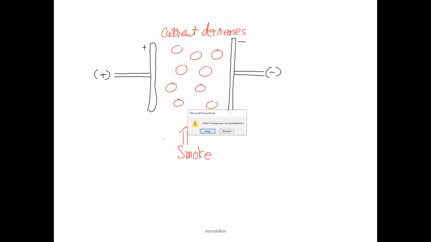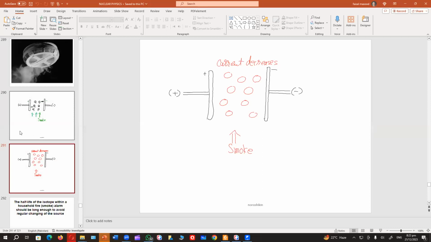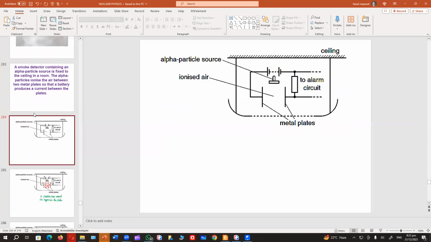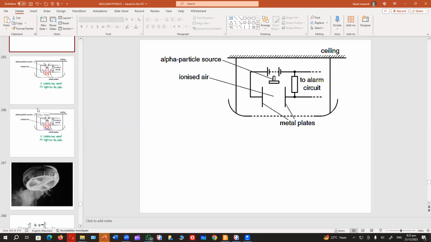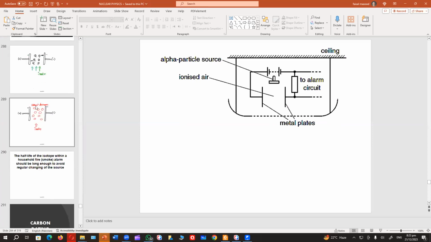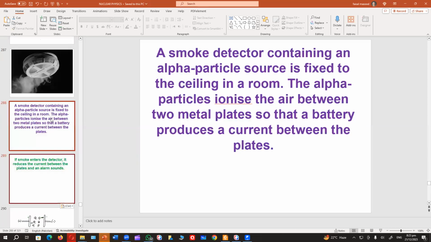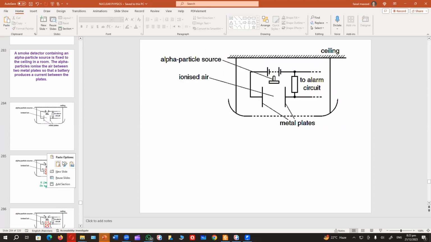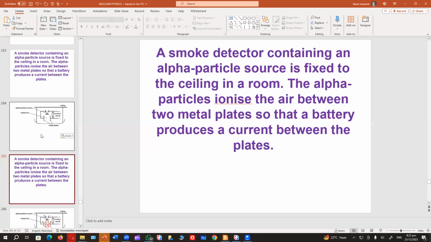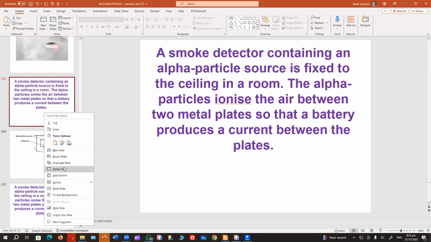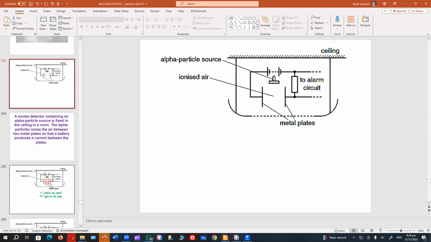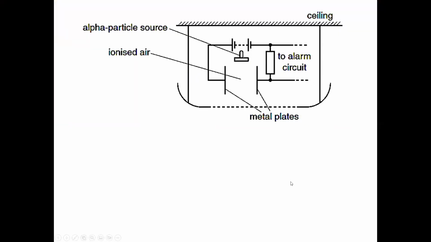So after copying the first concept, you have to give a side heading: structure. And then copy this diagram.